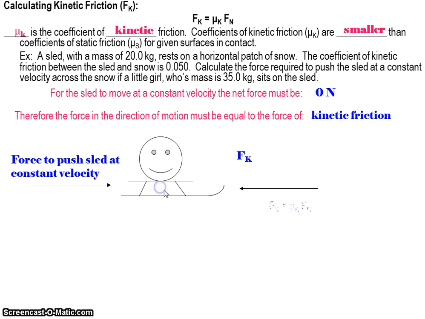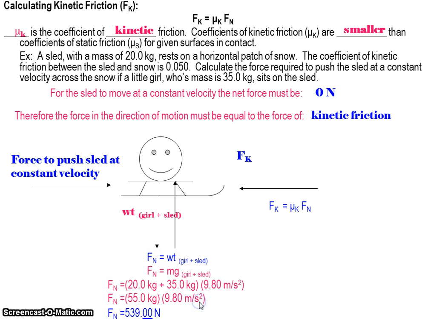And what else do we know about it? Well, we know that we have the weight of the sled and the girl, and then we also have the normal force that's balancing that. Since she's not accelerating vertically, those are equal to each other. We can solve for the normal force. We can use that value then to solve for the kinetic friction. So to keep the sled moving at a constant velocity, we would have to be applying a force of 27 newtons to do that. And that's it.